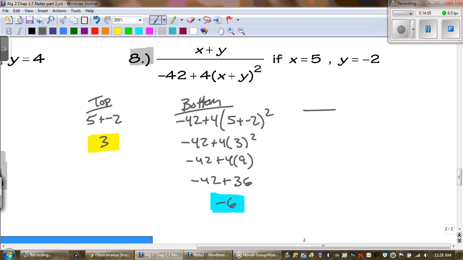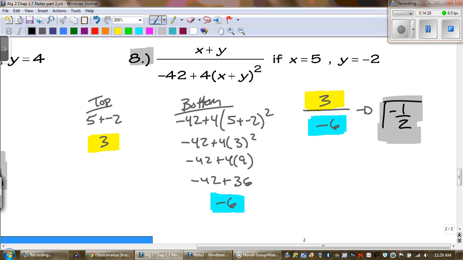And the most important thing is we have to know what answer goes on the top and which one goes on the bottom. Okay? So 3 over negative 6. And when you reduce 3 over negative 6, we get our final answer, which is what, guys? Negative 1/2, okay? Because you have to reduce both the top and the bottom by 3.